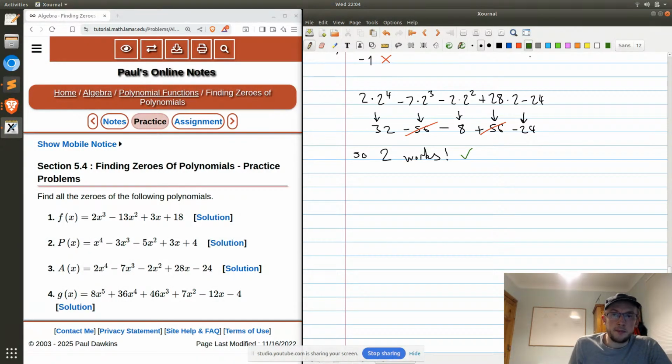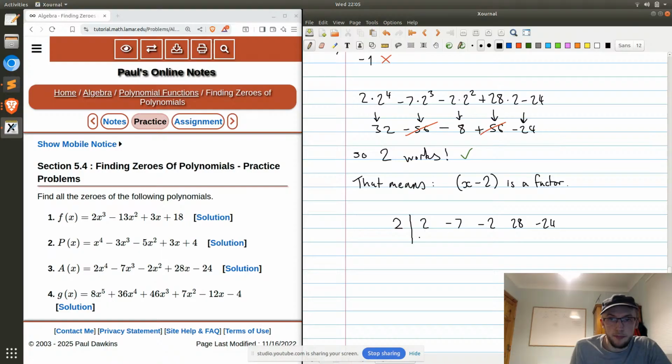So what does that mean? That means that x minus 2 is a factor. And now I'm going to divide that gigantic polynomial by x minus 2 using synthetic division. So here I go. Okay, so a 2 should be right there. That's my first thing that I do.